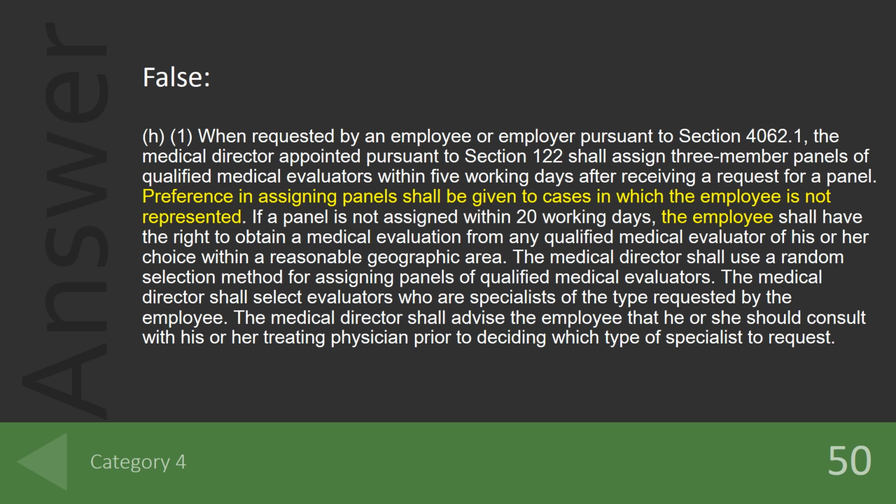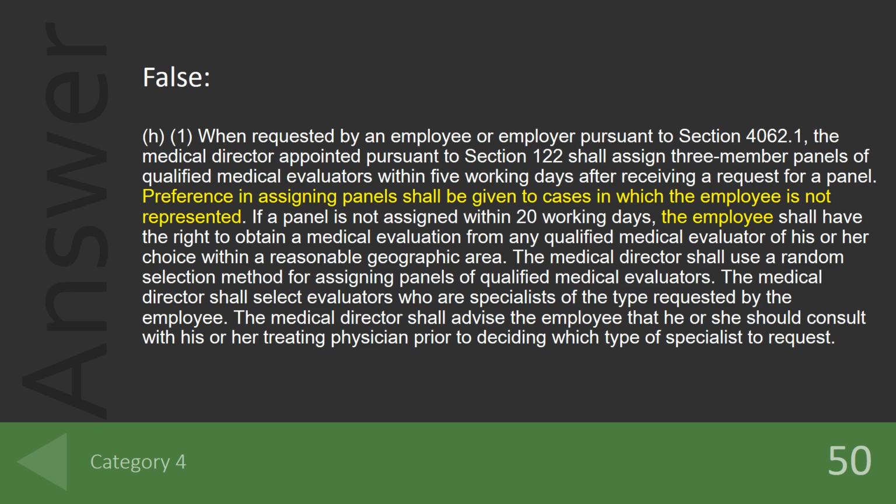Well, that's actually false, and the opposite scenario is actually the prevailing scenario. Section H number 1 says that when requested by an employee or an employer pursuant to section 4062.1, and we talked all about 4062.1 already, the medical director shall assign 3-member panels of qualified medical evaluators within 5 working days after receiving a request for a panel.